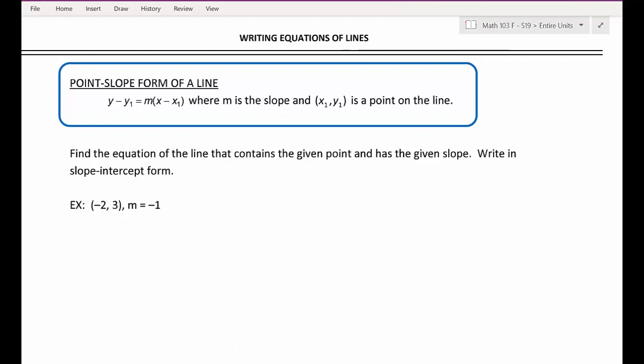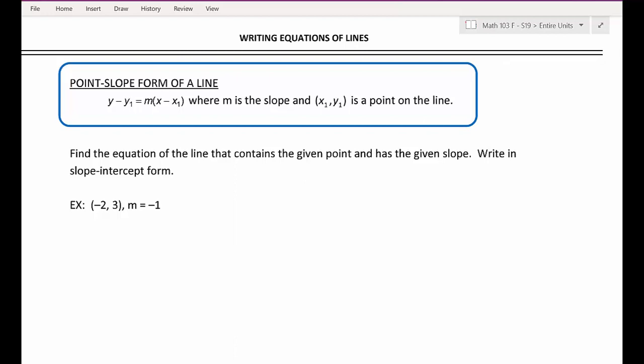We can also use slope-intercept form, y equals mx plus b. So throughout this video, when I'm writing equations of lines, I'm going to demonstrate how to use each form of a line to write the equation. You choose whichever technique you're more comfortable with.